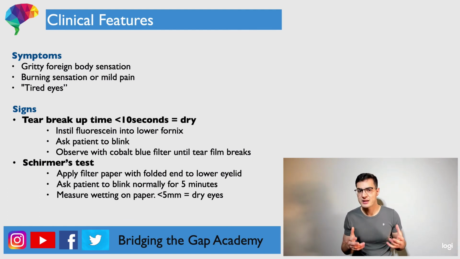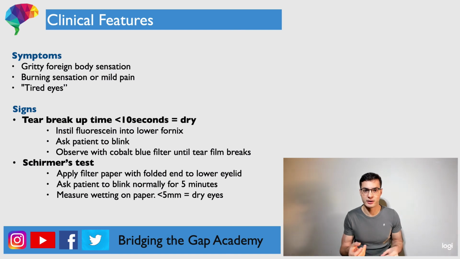And what are the signs that we can see? So your optician or ophthalmologist might look at your tear break-up time. Basically, they put some fluorescein dye inside your eyes, and they ask you to blink a couple of times and then measure the time between the last blink and the time the tear film starts to break up, and that's your tear break-up time. If it's less than 10 seconds, then the tear is breaking up too quickly and you have dry eyes.